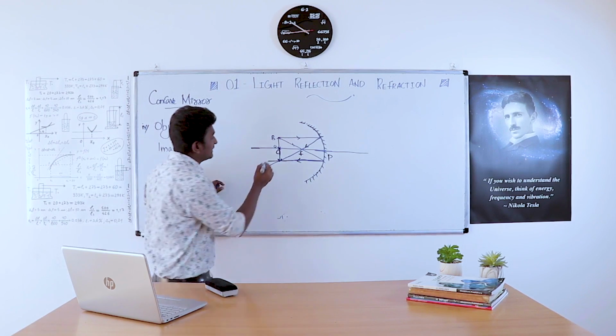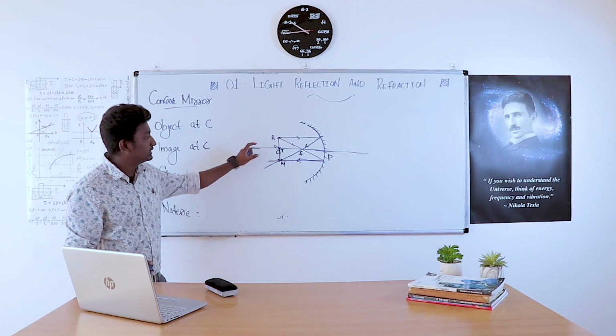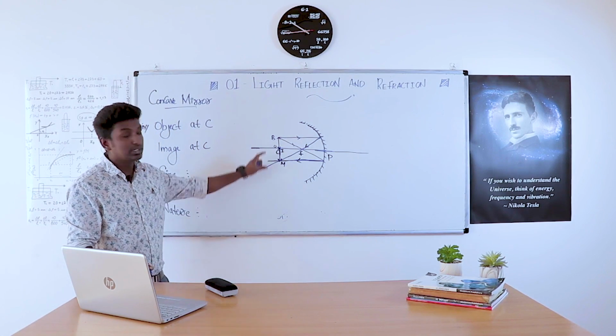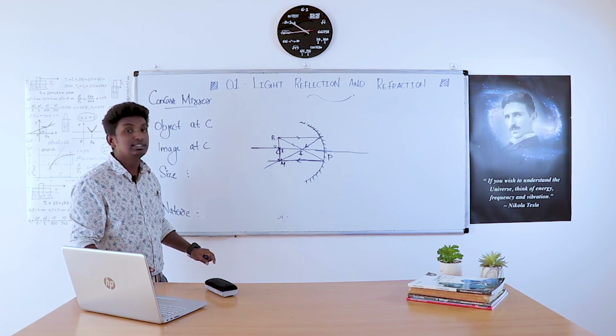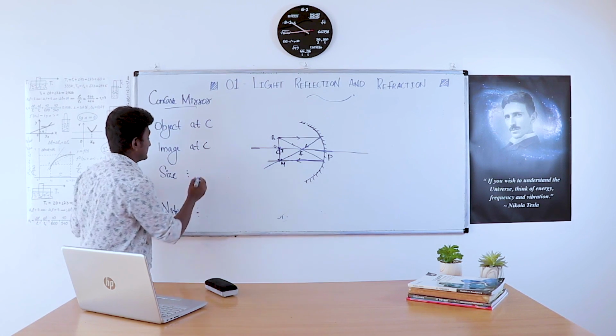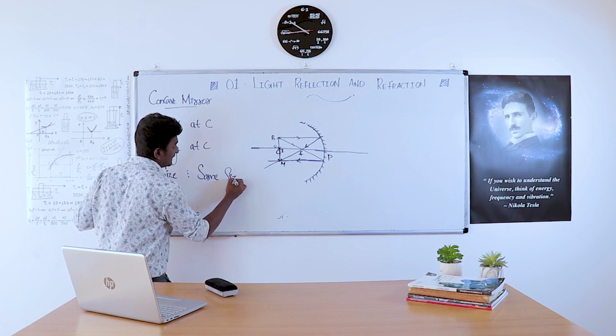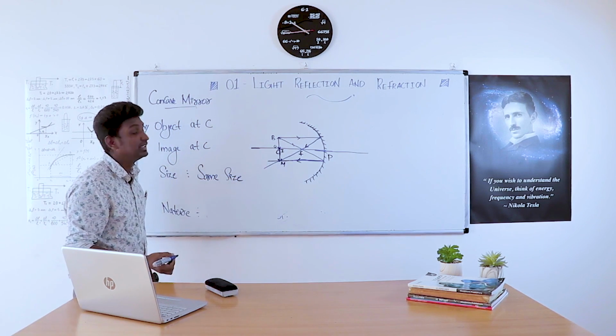Now look at the figure. This is the image. What is the size of the object and the size of the image? Look at the size of the object and the size of the image. They are exactly the same size. So the image is of the same size.